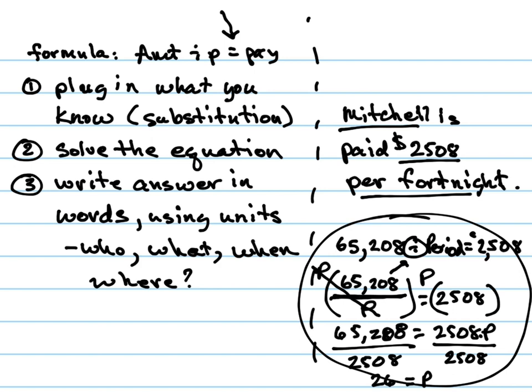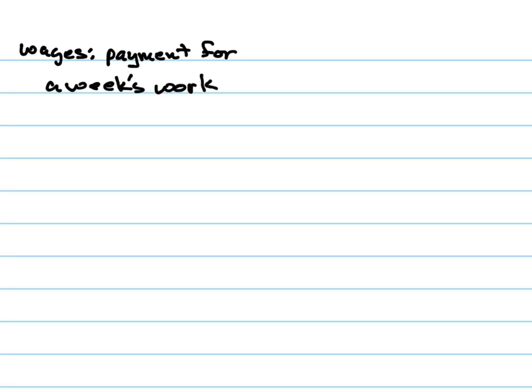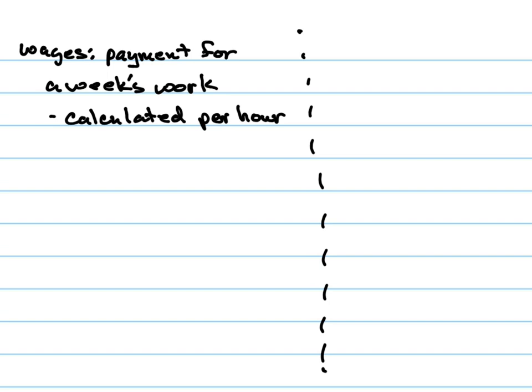The other formula that you're going to need, or the other one we need, is we need to talk a little bit about wages. Now, wages work a little bit differently in that a wage is a payment for a week's work. Okay? And it's calculated per hour. So in other words, you're going to make so many dollars per hour. Okay? So it's calculated per hour or on an hourly basis.